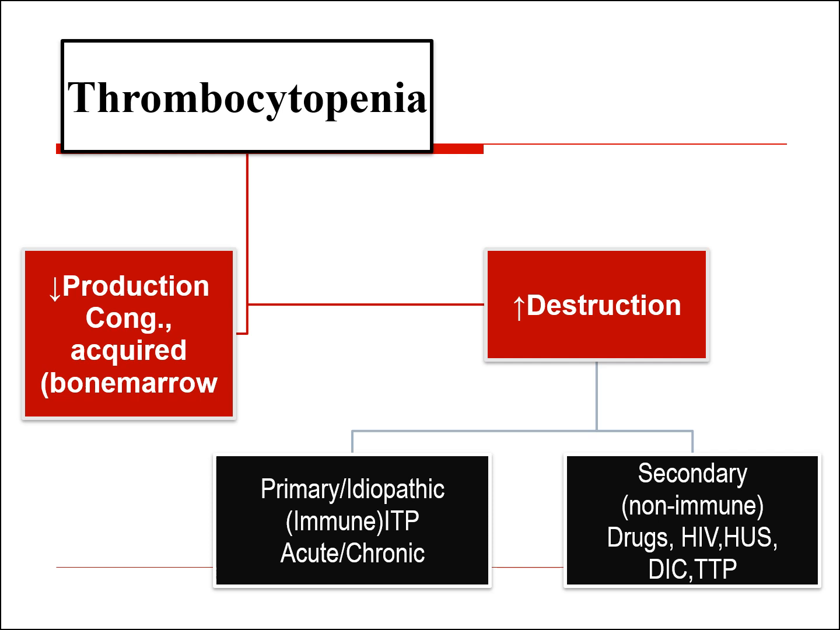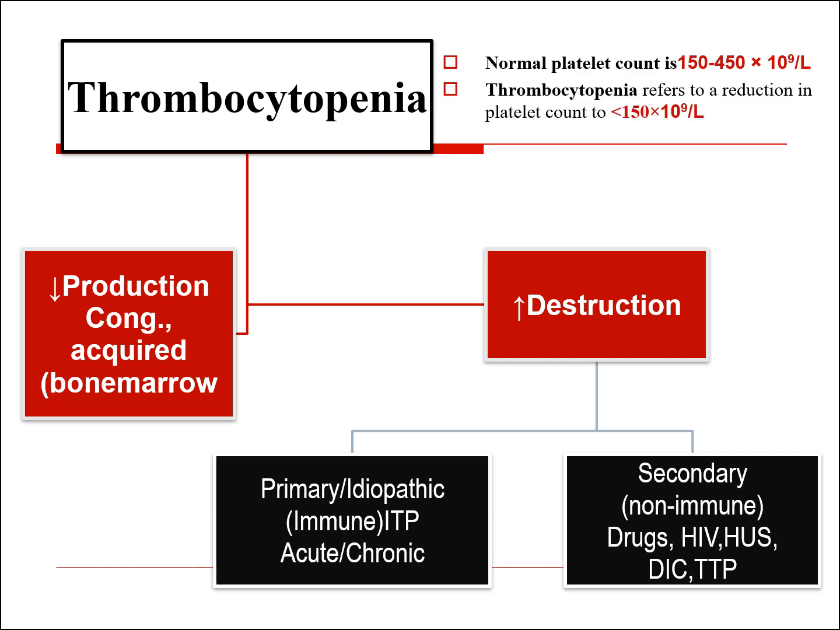We will talk in this lecture about thrombocytopenia, which means, as we mentioned, reduction in the platelet count to less than 150,000. The normal platelet count is 150,000 to 450,000 cells per cubic millimeter. The decrease in the number of platelets results either from decreased production from the bone marrow, which is either congenital or acquired, or from peripheral destruction.